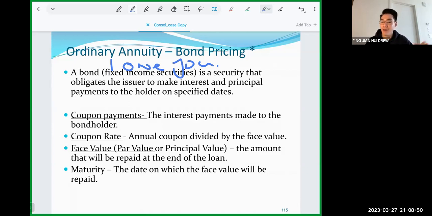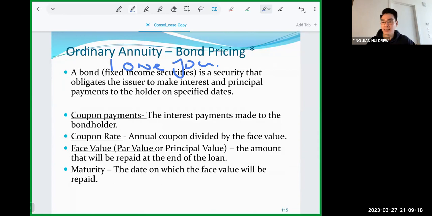So those that have more advanced knowledge, you know that this is not the only kind of bond that we have. But let's talk about the most basic bond. The most basic bond, right? In the sense that when you give the company $100 for this piece of paper, which is a bond, the company will promise you that they'll pay you back $100 at the end of, let's say, 3 years.